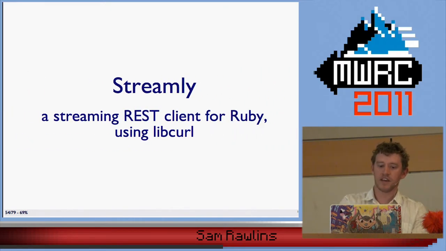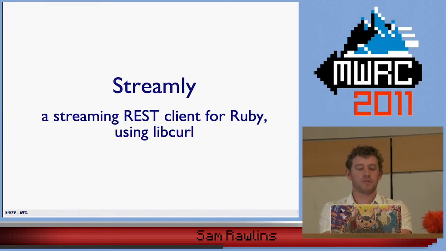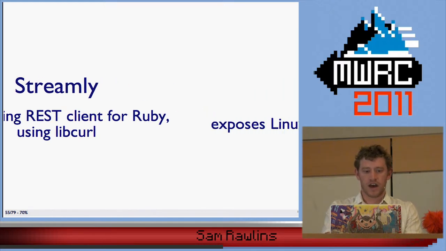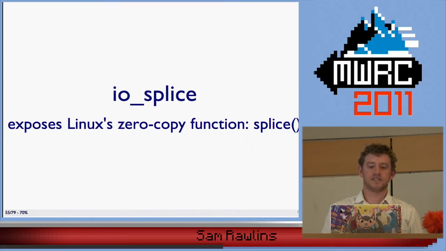Next is Streamly, a streaming REST client for Ruby. It's a wrapper around curl. IO splice, this exposes Linux's zero copy function, splice, which will do zero copies between, it kind of creates a pipe between two handles. I think that's very exciting. I think that splice could be an example of where people can do pragmatic C extensions in the future, where in your production code that's running on Linux, you can just drop in something that's going to use splice and speed up your app. I'm kind of excited about that.